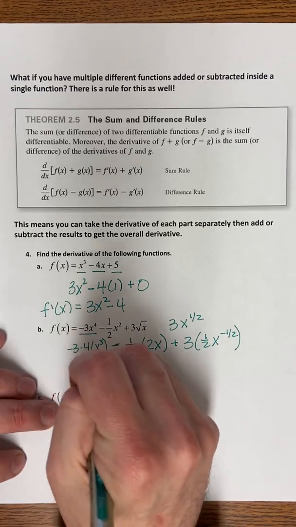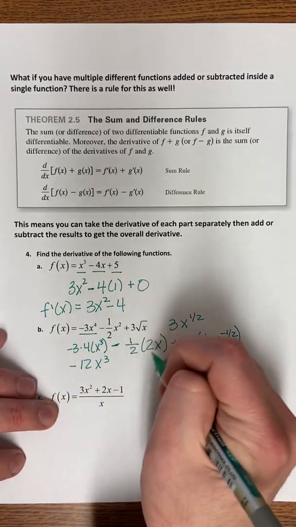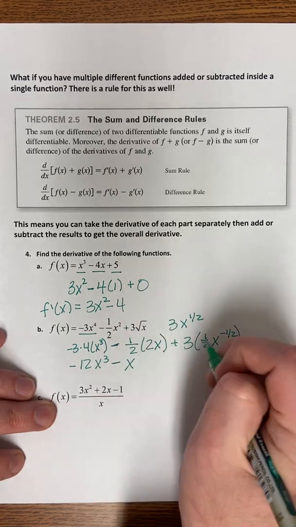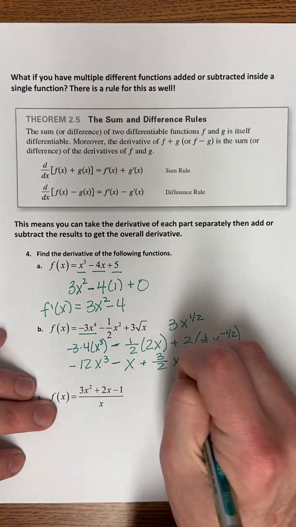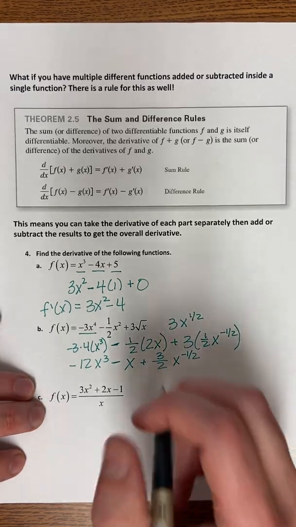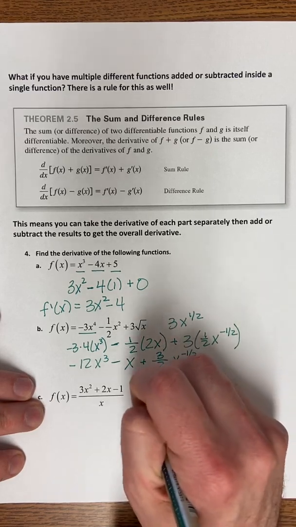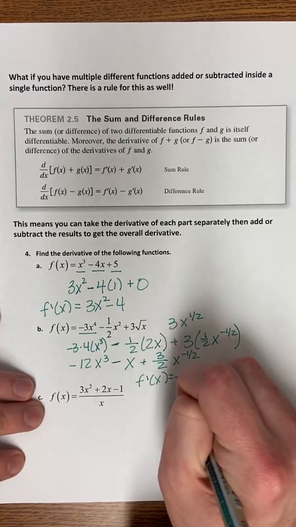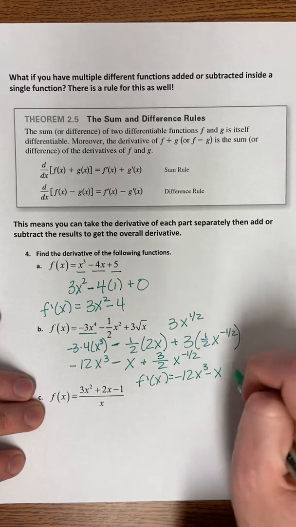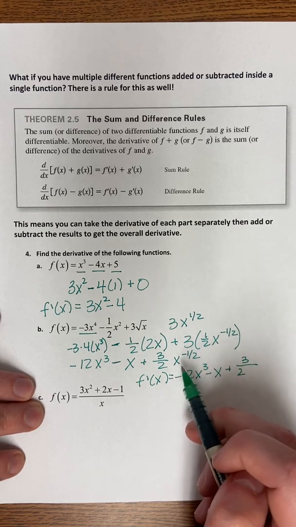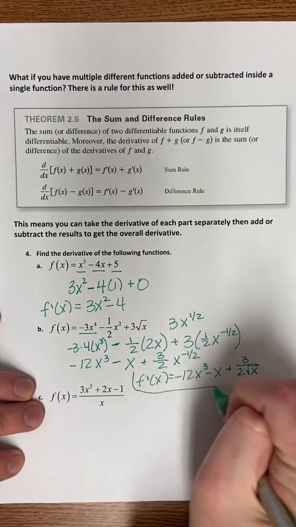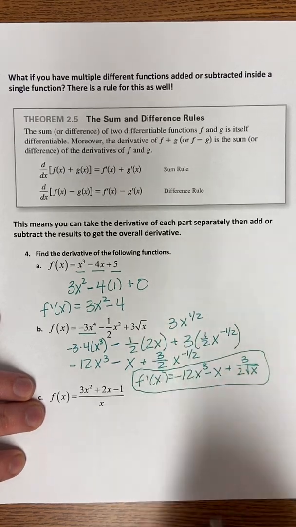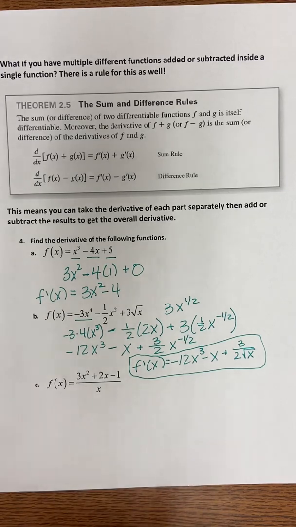So in total, this will be negative 12x cubed. My 1/2 and my 2 here will cancel, so this will be minus x. 3 times 1/2 will be 3/2, and x to the negative 1/2 can move to the denominator. So our total derivative here will be negative 12x cubed minus x plus 3 over 2 times x to the positive 1/2 power, which is really the square root of x.